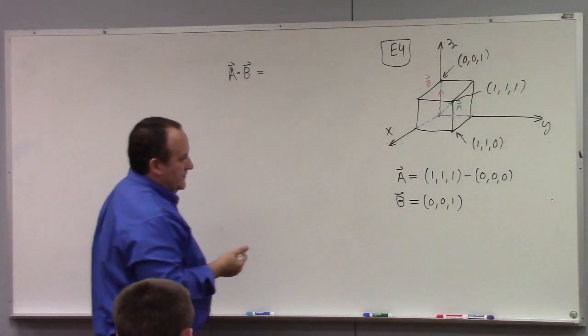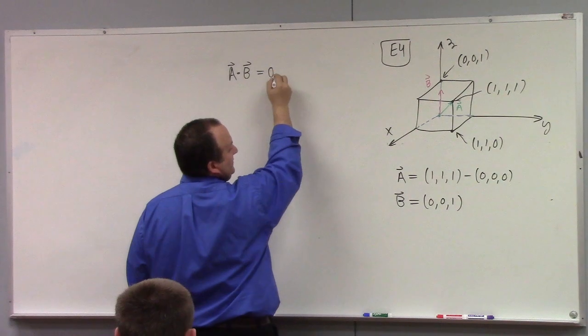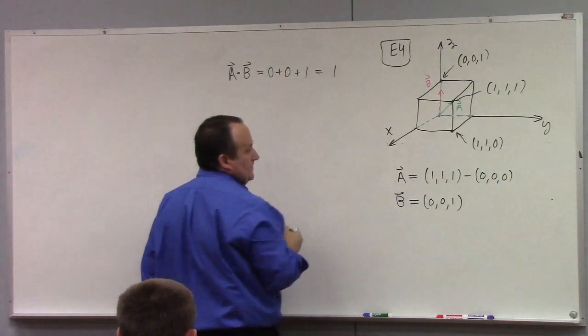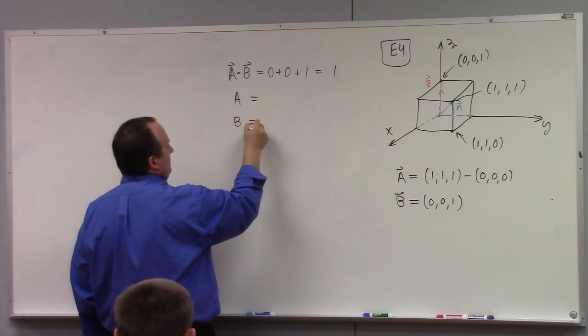A dot B is 1, right? So I'll write it out more excitingly: 0 plus 0 plus 1. So yeah, like you said, 1. What's the magnitude of A? What's the magnitude of B?